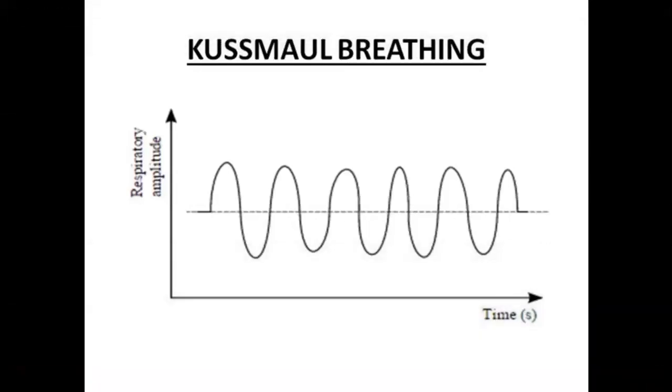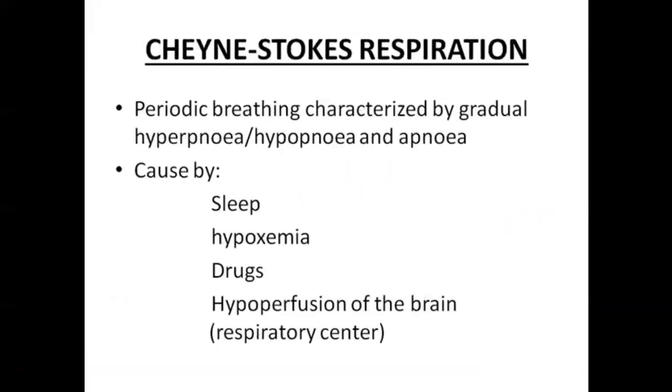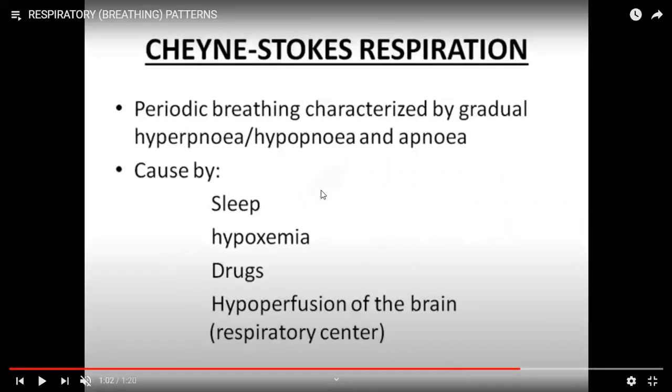Right, so let's move on to the other pattern, known as Cheyne-Stokes respiration. This is a periodic breathing characterized by gradual hyperpnea and hypopnea and apnea. So hyperpnea is rapid breathing, and hypopnea is slow breathing, and then apnea. So the person breathes fast, then apnea. Breathes slowly, and then starts breathing. Then apnea, then starts breathing.